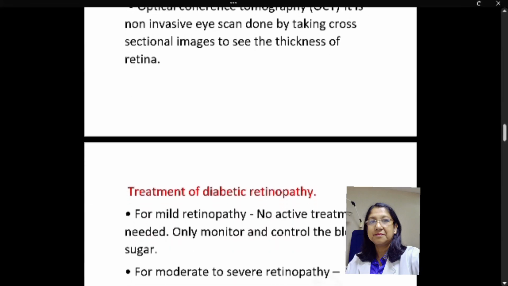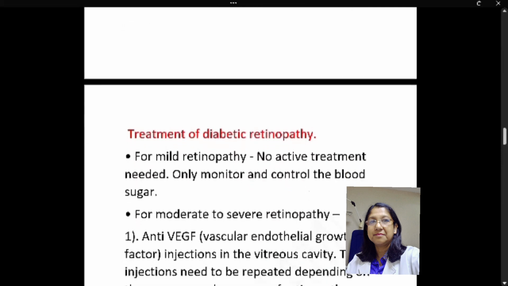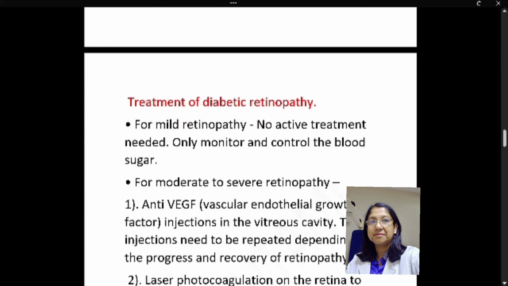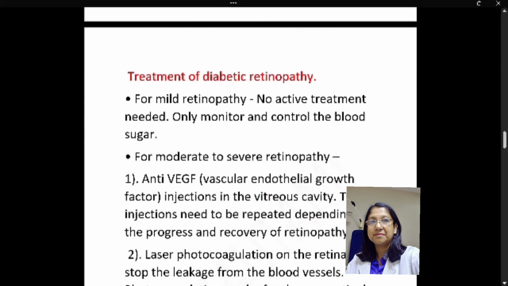So after diagnosing diabetic retinopathy, now come to the treatment part. For mild retinopathy, no active treatment is required, only strict control of blood sugar, because in mild cases there is no visual deterioration, no complication, nothing. Just 1 or 2 dot blot hemorrhages seen on the retina, which is harmless and it is stopped there if proper treatment is done at the right time.